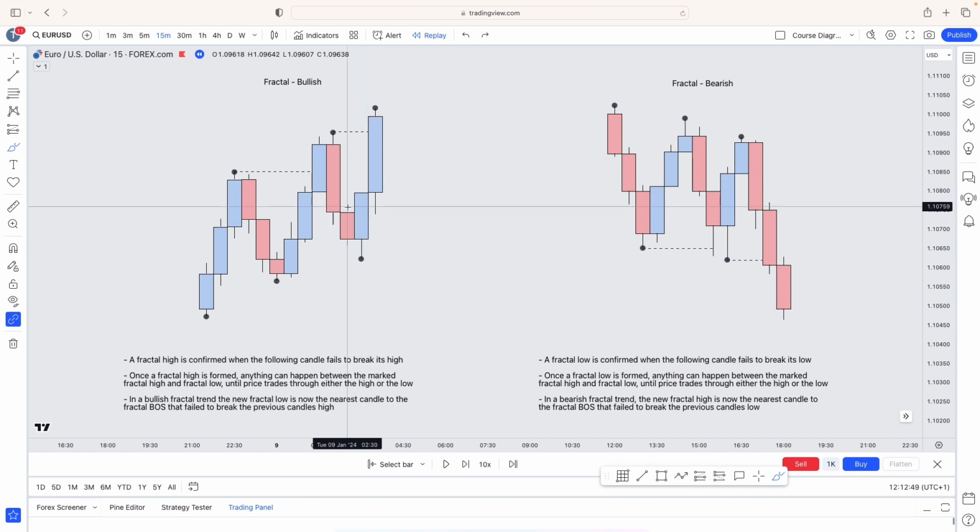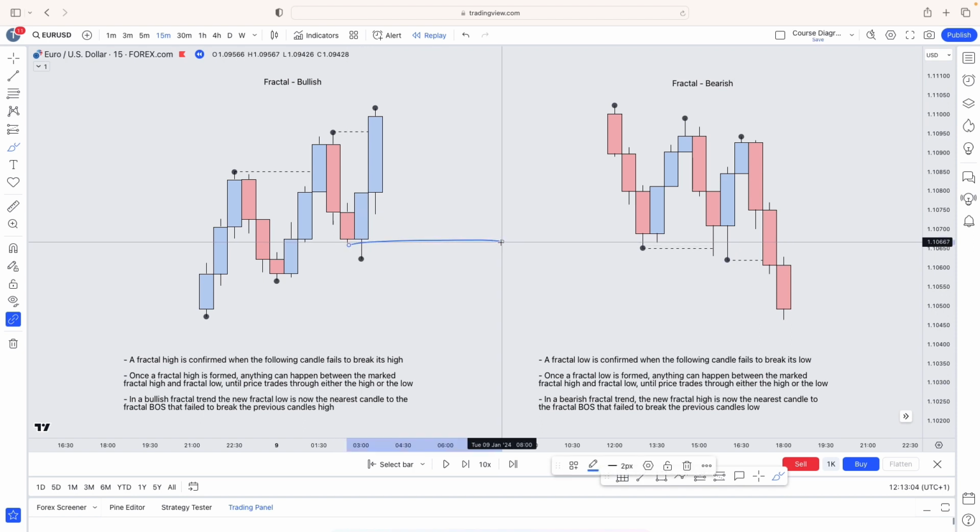If we look at this red candle, it failed to break the previous candle's high, right? It did not trade above this previous candle's high. Therefore, this red candle here is our fractal low, okay? Now, we don't draw on our fractal low through another wick, and so the fractal low then just becomes this low here, okay?